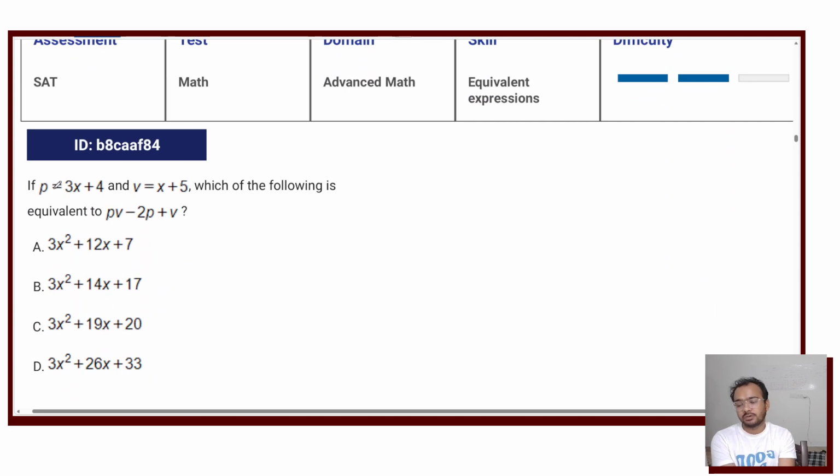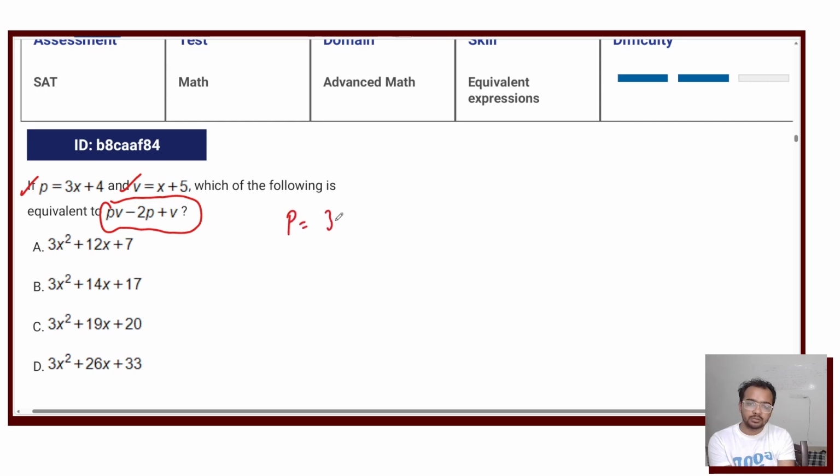Okay, so now in this problem, we have p equal 3x plus 4, v equal x plus 5, and we need to figure out the value of this thing over here. So instead of doing it the conventional way, where you plug in p as 3x plus 4 and v as x plus 5 and simplify and then check which is correct, we'll be using plugging in.